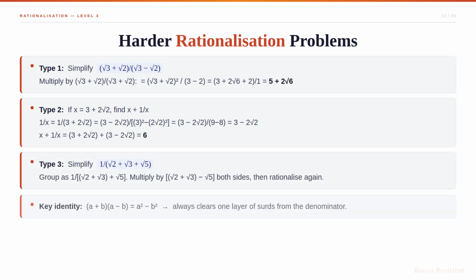Key identity to remember. A plus b times a minus b equals a squared minus b squared. This is the engine behind all conjugate rationalization.